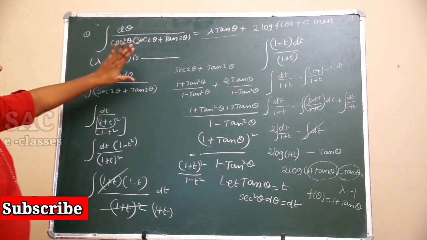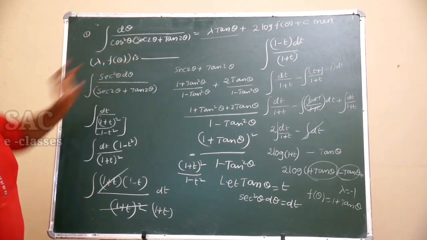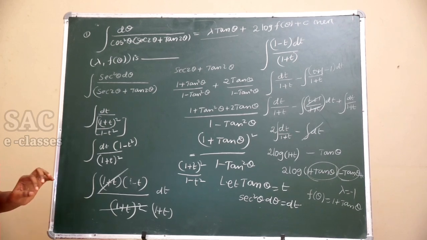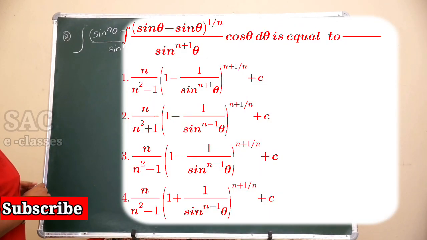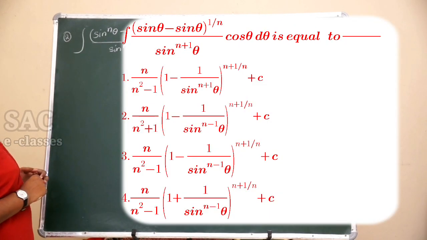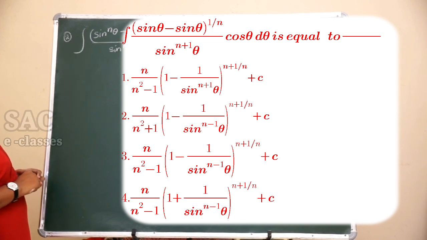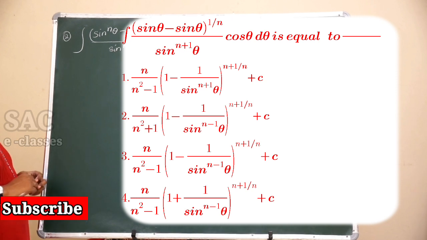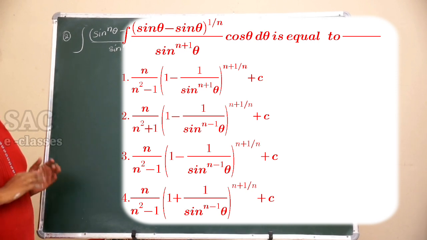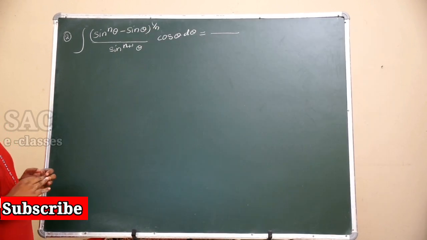But the concept is the same. They may confuse anything. Let's move to the next problem. Now the integration of (sin^n θ − sin θ)^(1/n) / sin^(n+1) θ · cos θ dθ will be our second PYQ problem we are discussing.